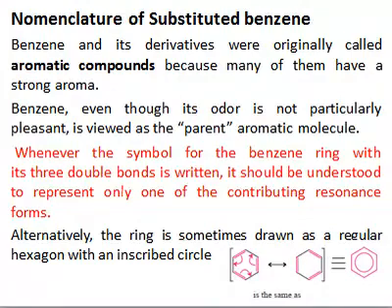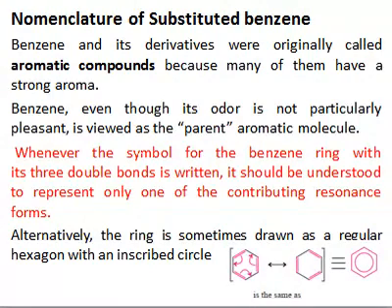So now we are considering the nomenclature of substituted benzene. Previously, benzene and its derivatives were called aromatic compounds because most of them have a strong smell, right? The word for smell is aroma. So most of the benzene and its derivatives have a strong aroma. That's why they were known as aromatic compounds. Although the smell of benzene is not pleasant, it's very irritating, it is still considered the parent aromatic compound because most of the aromatic compounds are derived from benzene, right?